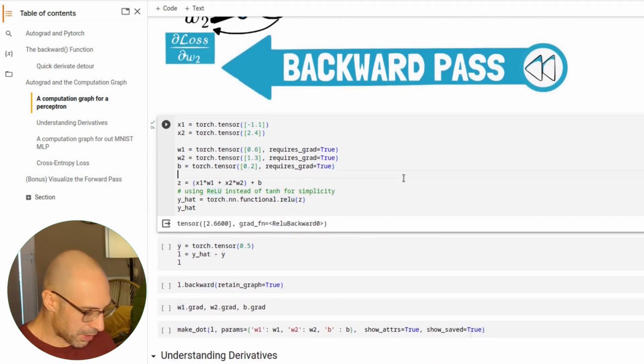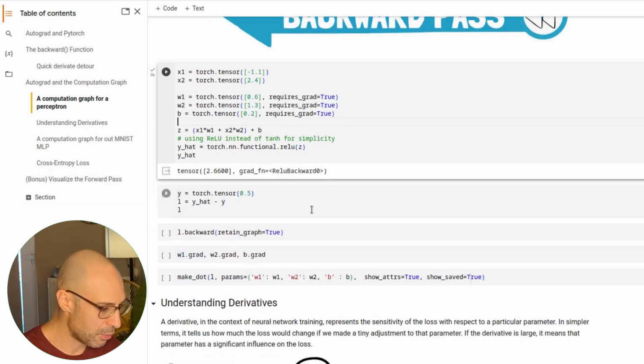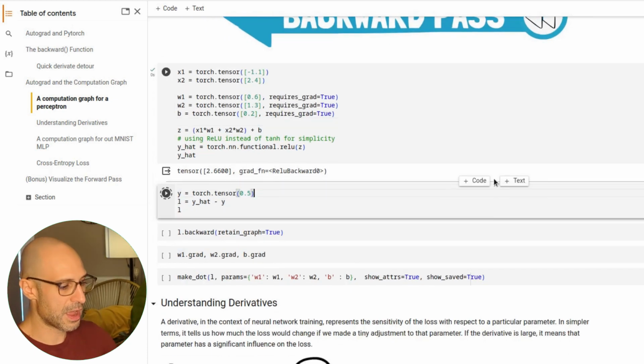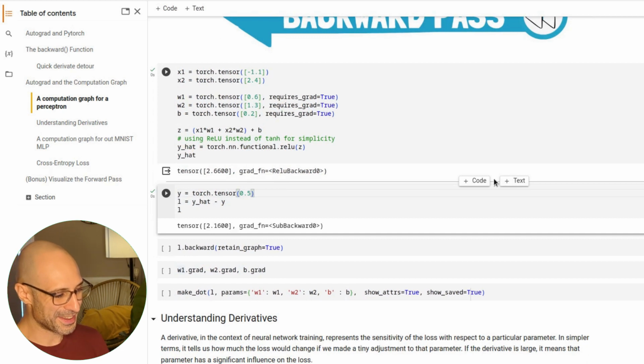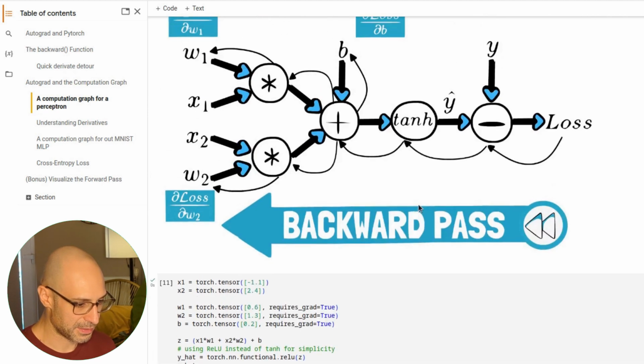And let's run this. And then we've got 2.66. This is the output of our network. Now let's create y, which we're going to instantiate to 0.5. So here what we are saying essentially is that when x1 is minus 1.1 and x2 is 2.4, we are actually expecting the true value to be 0.5. And then we are calculating the loss as that difference, and the loss is of course 2.16, as is clear from this.